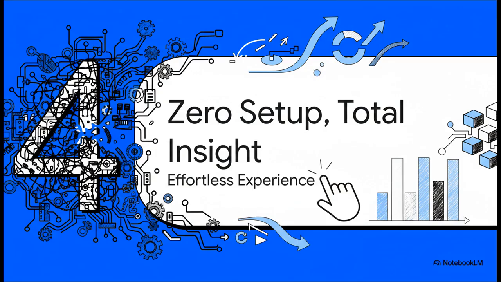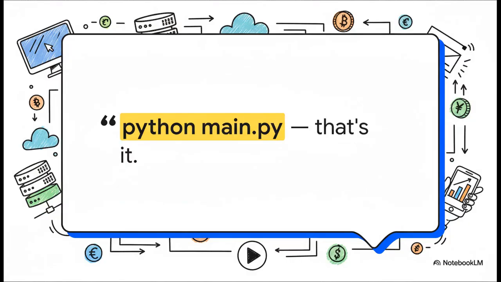You know how it is with powerful software, right? Usually it's a huge pain to set up, it's complicated, it takes forever. Well, this is where CryptoScope makes its next big play. They are laser focused on making the whole thing completely effortless for the user. And honestly, this quote from their docs just says it all. Python main.py. That's it. I love that.